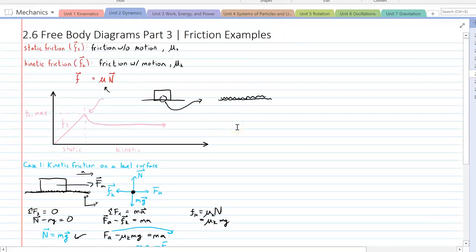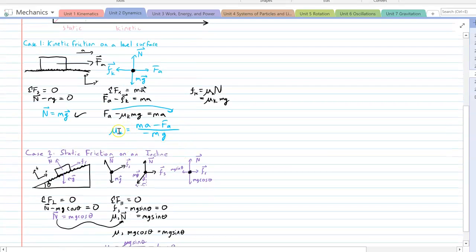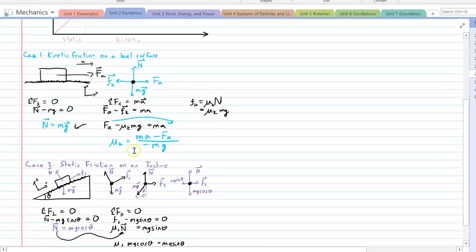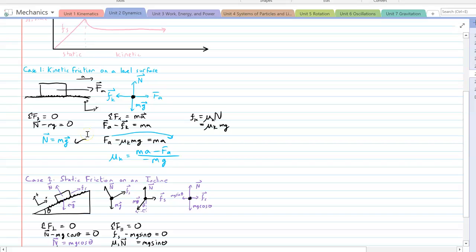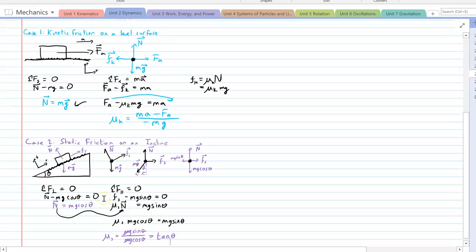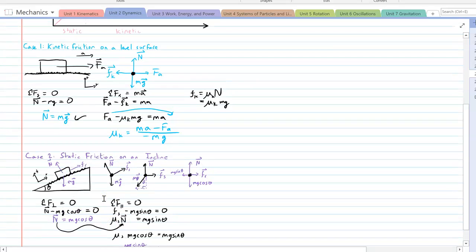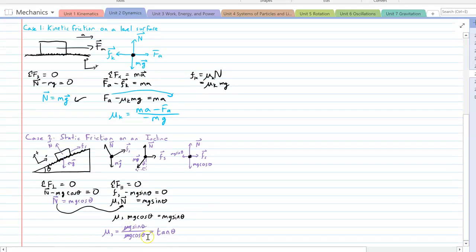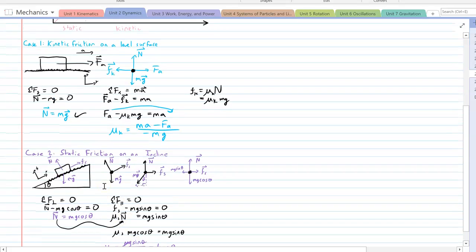So again, just a quick review. You shouldn't memorize the end result of these problems. You should rather know how to do the process to get to the end result. This one's a cool example. This is actually my favorite example out of anything in dynamics, because we see that mass is not even important in this problem.